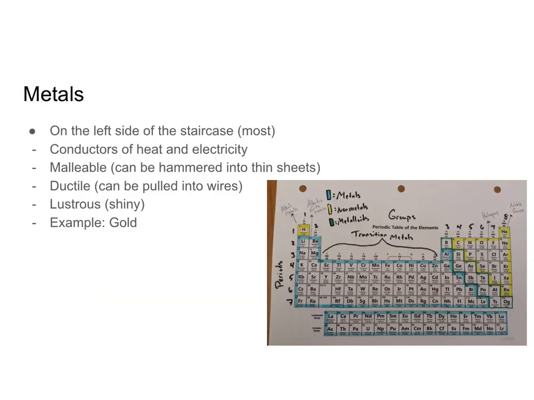And so just some information about our metals. They're on the left-hand side of the staircase. They're good conductors of heat and electricity. They're malleable. They can be hammered into thin sheets. They're ductile and can be pulled into wires. You've seen this before. They're lustrous, and an example of them is gold. And so those are some of the properties of our metals. They're fairly similar throughout the metal group.